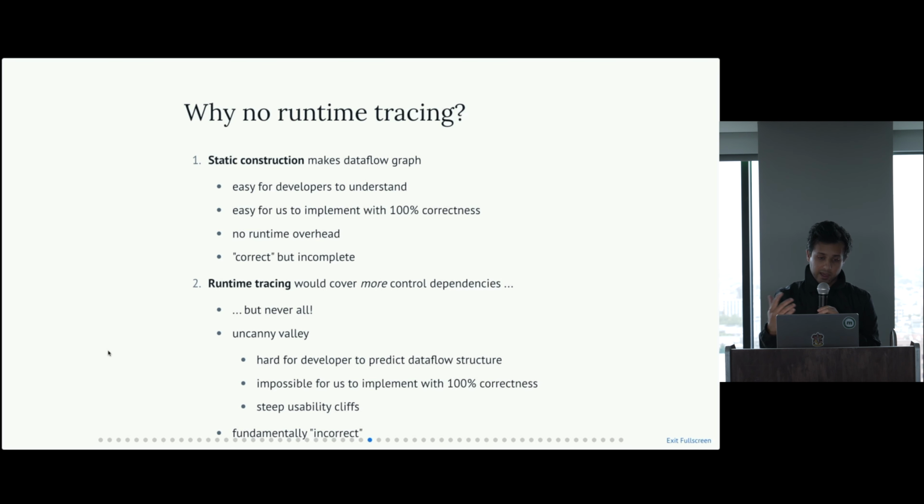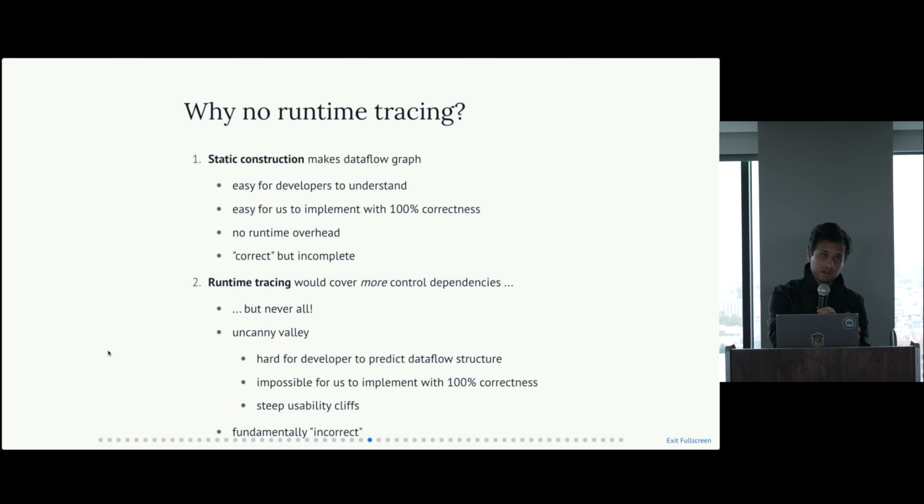If we did try to catch those dependencies, we could catch some of them, but we could never catch all of them. Then you leave the developer in an uncanny valley where they can't really predict, when they run a cell, what else is going to run, which leads to steep usability cliffs.